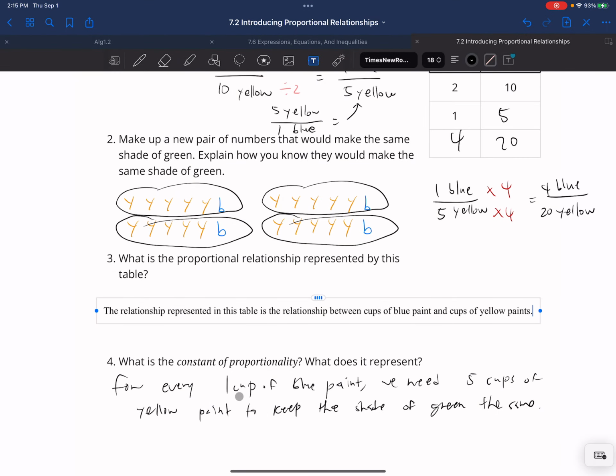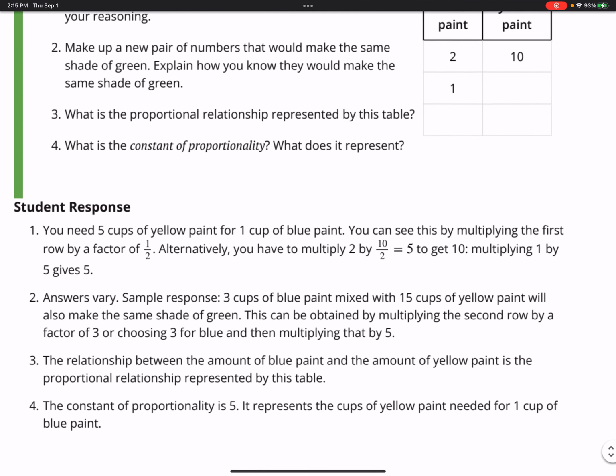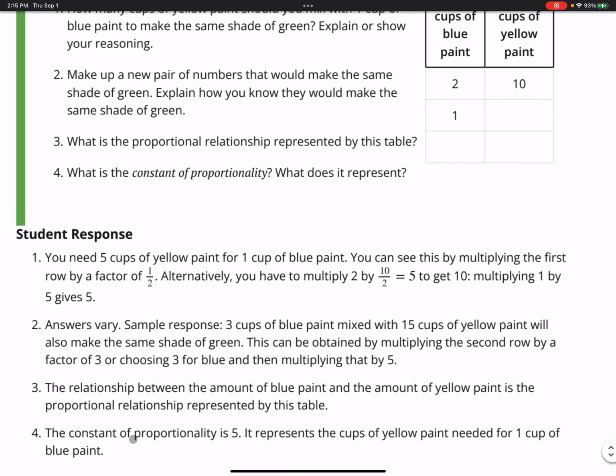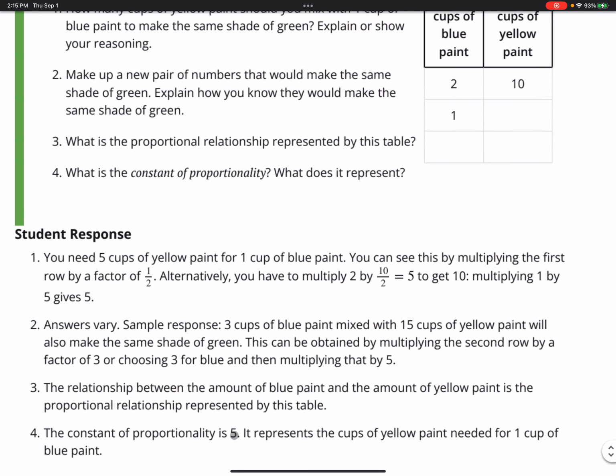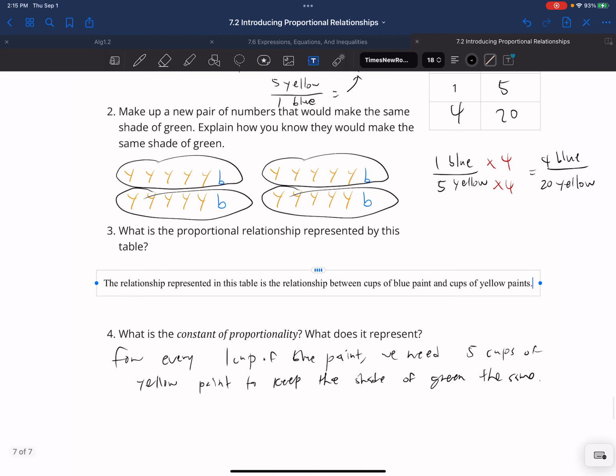But anyways, and then the constant of proportionality, they put as 5, but I like to put the constant of proportionality as 1/5 or 5/1 with these blue and yellow quantities. The reason why is because when you read this 5, you don't know what that means. Actually, it explains right here, so that's fine. As long as it's explained, it's fine, right? So you can also put it like this: for every 1 cup of blue paint, we need 5 cups of yellow paint to keep the shade of green the same.